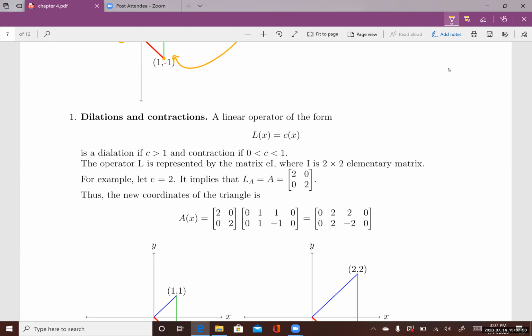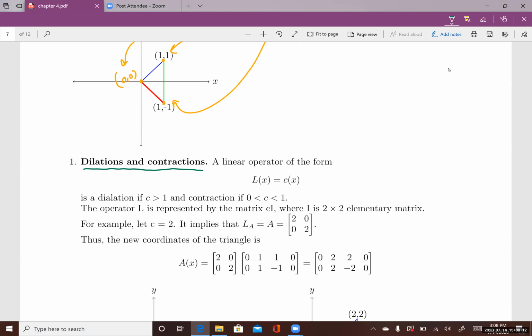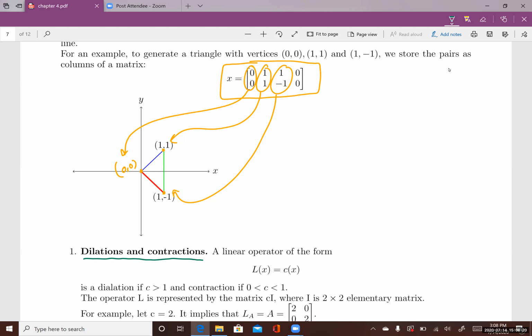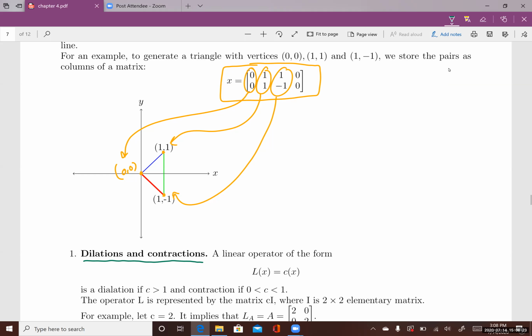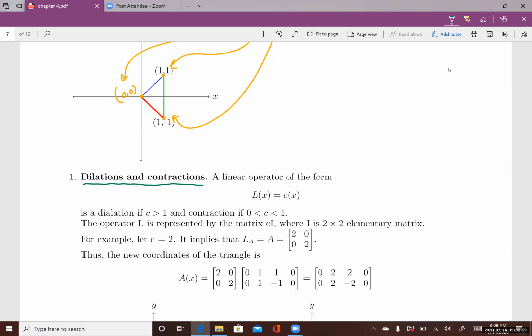First, dilations and contractions. In order to create dilations or a contraction for a graph or for a picture, or more specifically for this triangle, as we're using as an example, we use a linear operator of the form L(x) equals c times x. So x here is a matrix, right, representing all the vertices of this triangle. And c here is a constant.